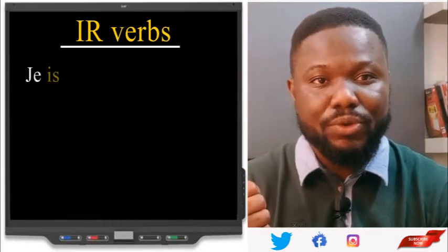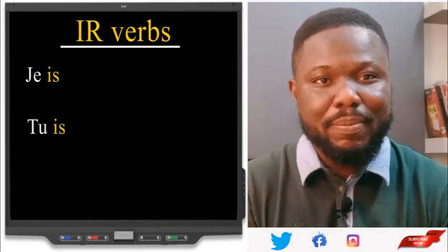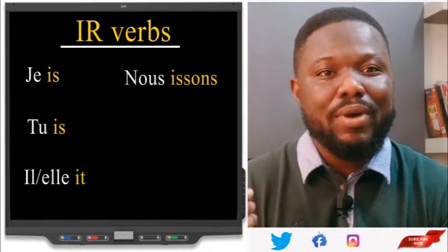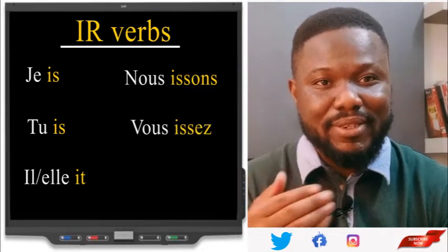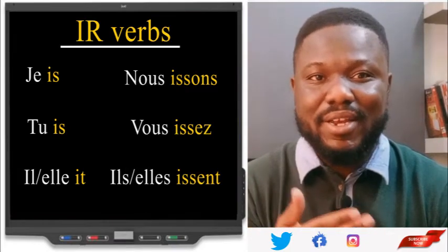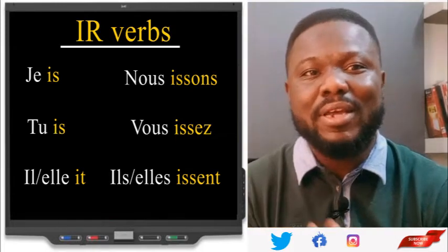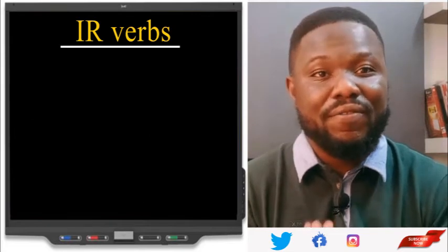For je, you add IS. For tu, IS. For il and elle au singulier, IT. For nous, ISS-ONS. For vous, ISS-EZ. And for ils and elles au pluriel, ISS-ENT. So now let's take one verb and see how we do it. The commonly used one is what we call finir.